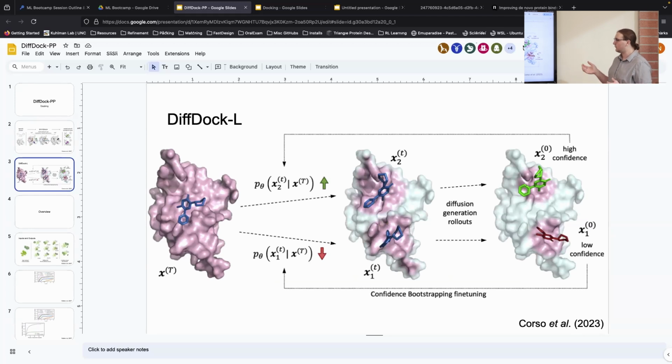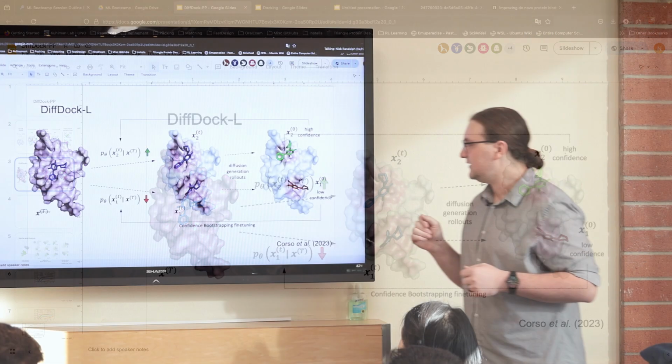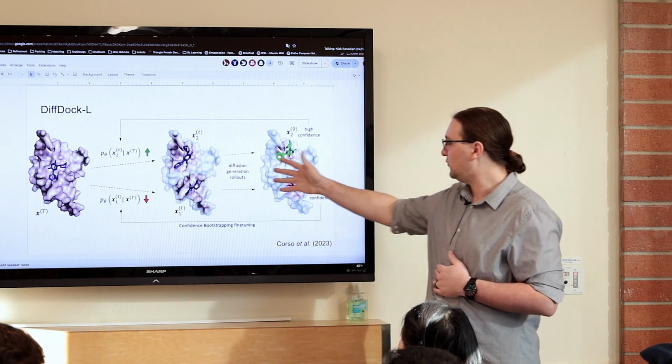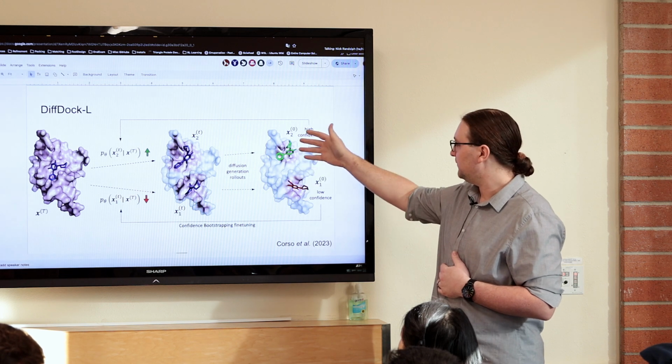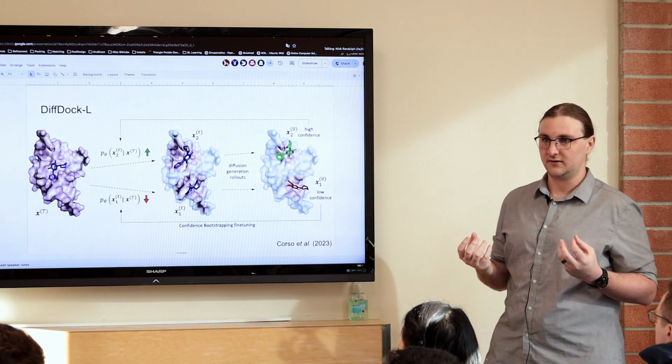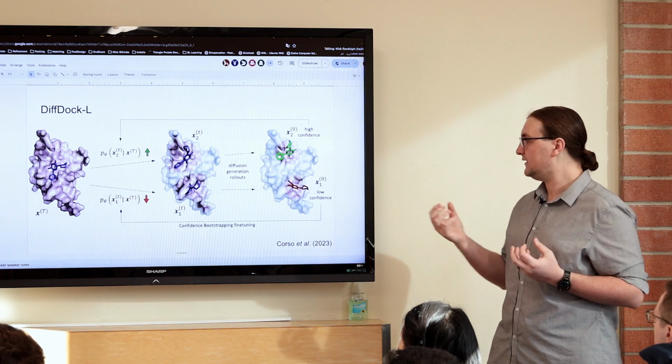They call it DiffDock-L, for large. They've done a couple things to make it better. First of which, as you can imagine, the large refers to them making the model bigger. That tends to help. The other thing that they did, which I think is a lot more interesting, is this confidence bootstrapping. What they did was they performed a rollout. They made a prediction of the full diffusion trajectory to sample some conformations. Then they used their confidence model that was trained to predict whether this conformation was good or not.